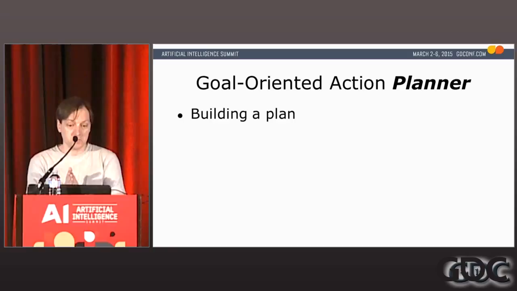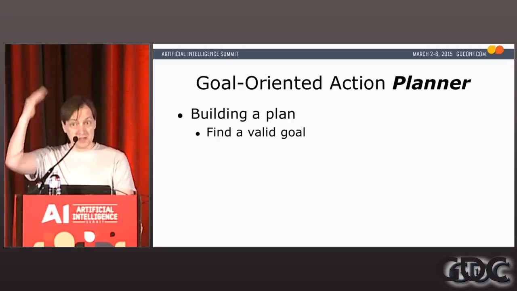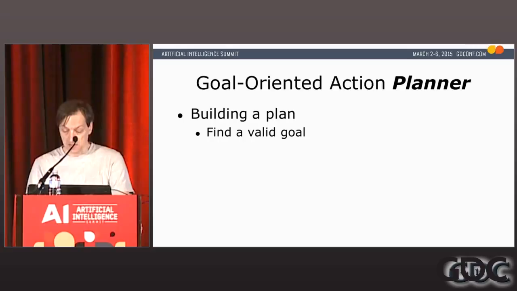All right, so we have goals, we have actions. How do we build a plan? We run down that goal list, top down, highest priority first, until we find a goal that says, yeah, I'm valid. And then we find an action that satisfies that goal, as I've been telling you.